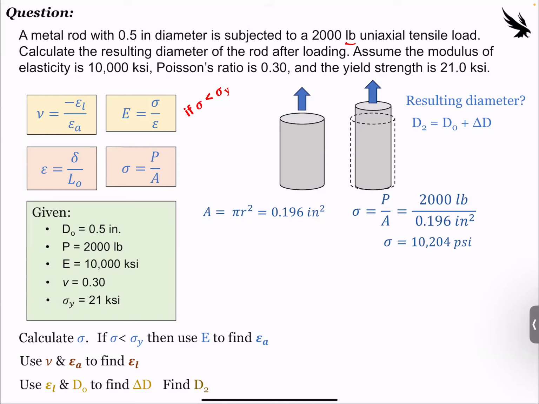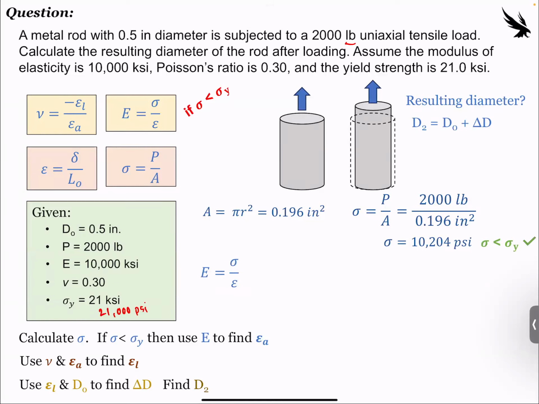So luckily this is still under our yielding stress, because our yielding stress is in KSI. Remember, KSI is kips per square inch. So really, this is equal to 21,000 PSI, pounds per square inch. So we're still within the linear elastic region, which means we can move on to our Poisson's ratio.